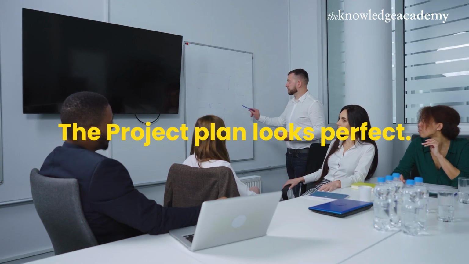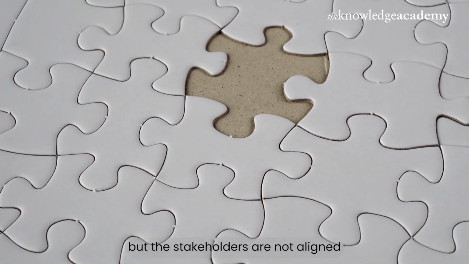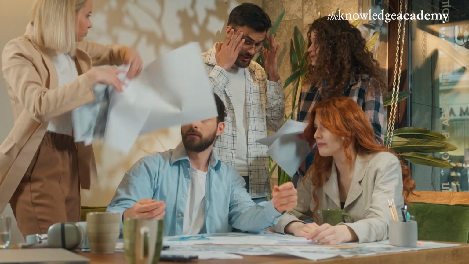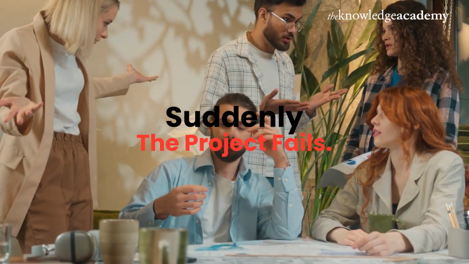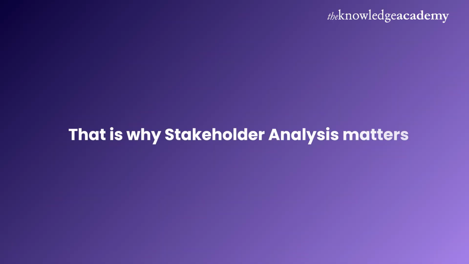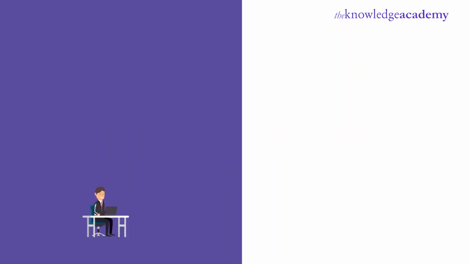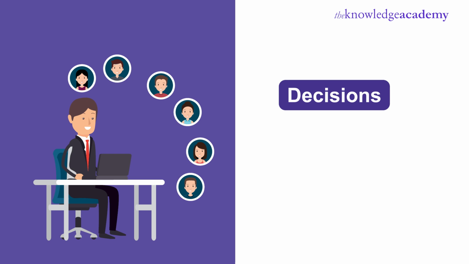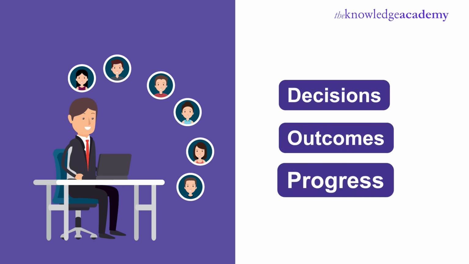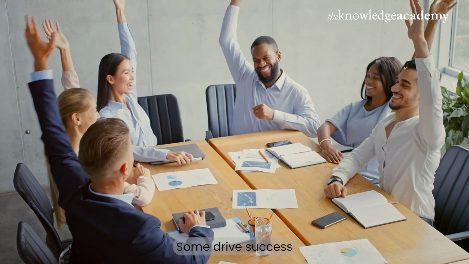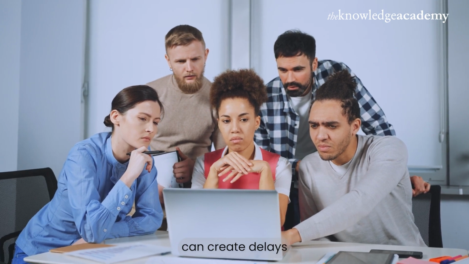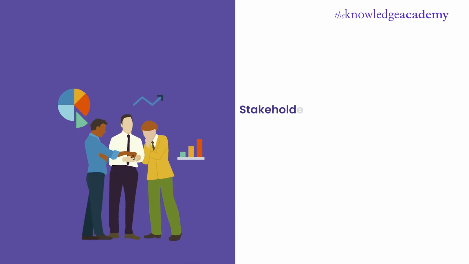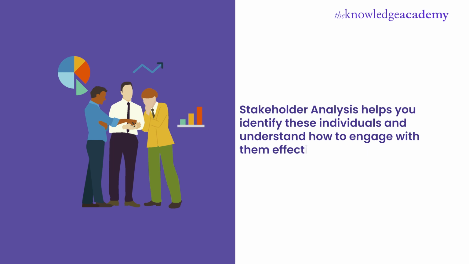The project plan looks perfect, but the stakeholders are not aligned, and suddenly the project fails. That is why stakeholder analysis matters. Every project involves people who influence decisions, outcomes, and progress. Some drive success. Others can create delays if not managed properly. Stakeholder analysis helps you identify these individuals and understand how to engage with them effectively.